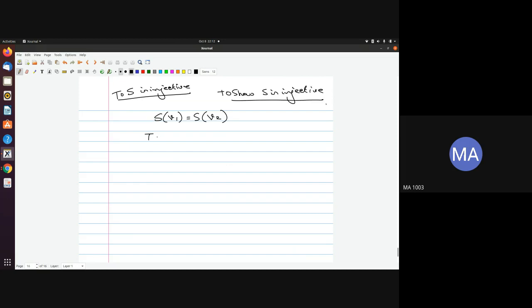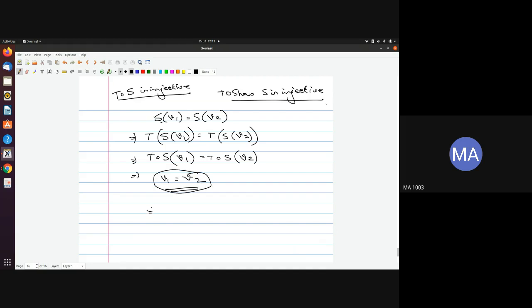This is what I want to show. So how will we do that? I take T on both sides. I apply T on both sides. Now this is T compose S of V1, this is T compose S of V2. Now this is injective. What does it mean? V1 equals V2. So I started with S(V1) equal to S(V2), and I have proved V1 equals V2. Is it clear?